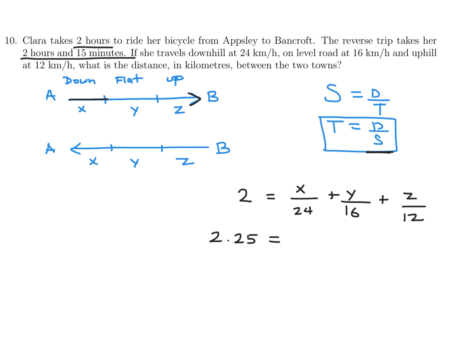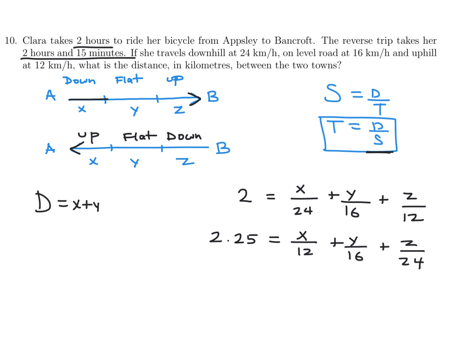okay, so if she's going that way, this is the uphill now, and this is still the flat, but then this is the downhill, so you've got to be careful because she's going in the opposite direction, right? So then that's going to be x over 12 plus y over 16 plus z over 24. Okay, so that's the math. And off we go. So what are we trying to find here? The distance between the towns. So the distance is x plus y plus z. That's what we're trying to find.